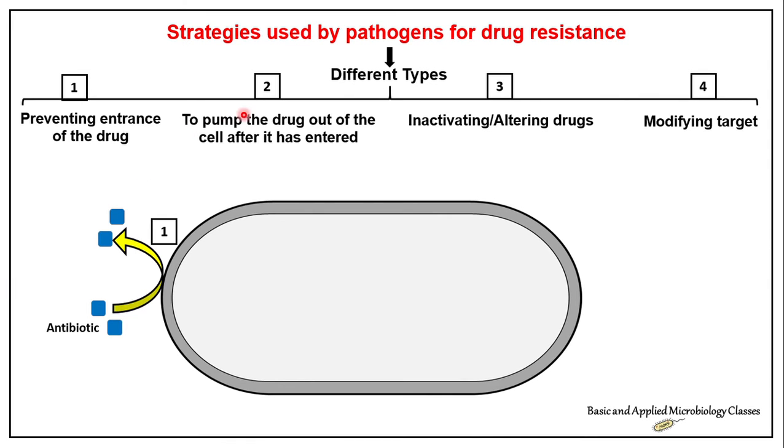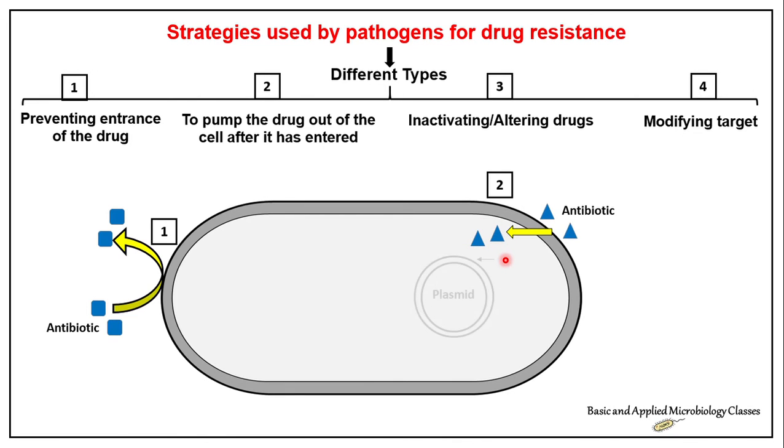Now we are going towards the second strategy. Here I will show you again with the help of this diagram, to pump the drug out of the cell after it has entered. So you see here I have drawn these triangles which are indicating what? Antibiotics. Antibiotics are present where? Outside, just like this. Now in this case, what is happening? This antibiotic has gained its entry inside the cell. These antibiotics have successfully found their way to enter inside the bacterial cell.